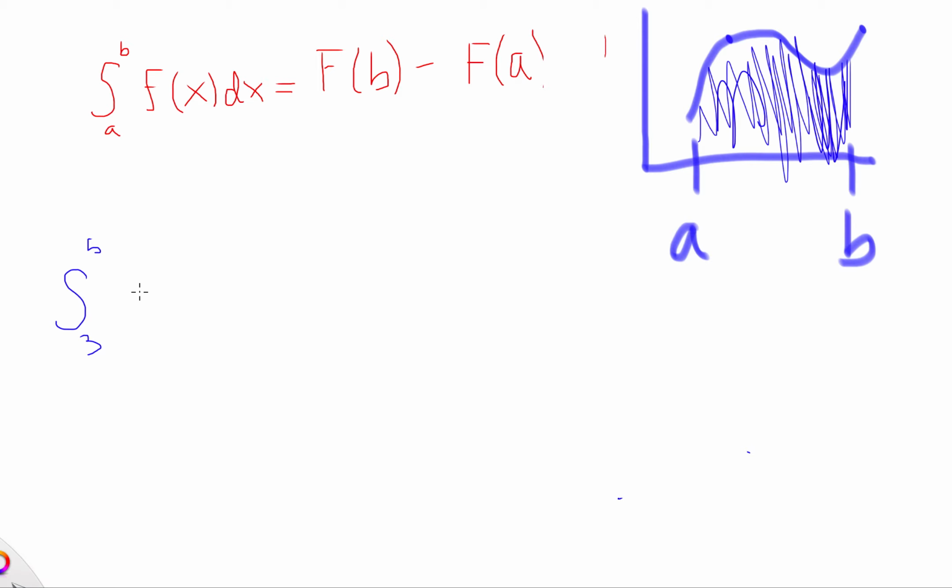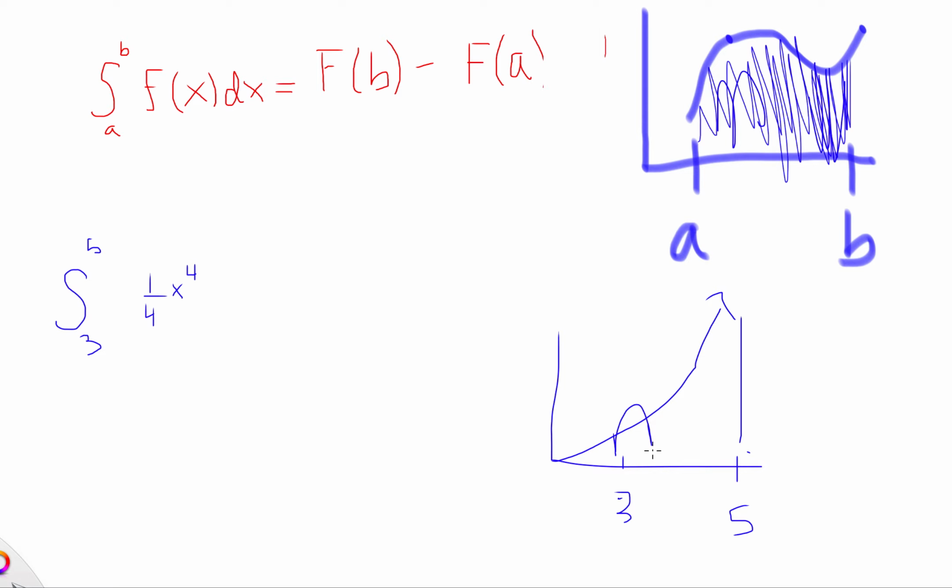Let's find the area under the curve of the graph 1/4 x to the 4th power from the point 3 to the point 5, right? x equals 3 to x equals 5. And I think this is what the graph will look like. I actually haven't graphed it, but it looks something like that, right? So then we can figure out the exact area under the curve from these points.